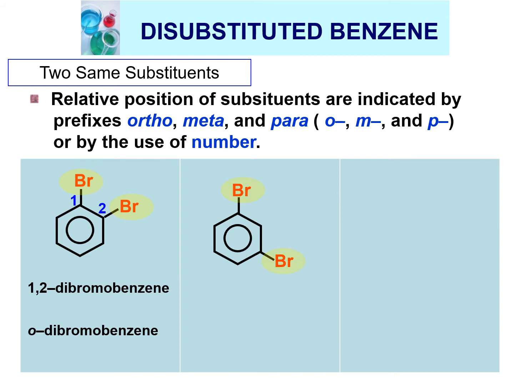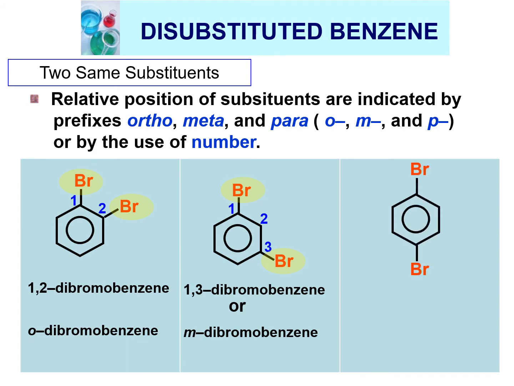Second example, we have 2 bromines attached to the benzene ring at carbon 1 and 3. The name for this compound is 1,3-dibromobenzene or meta-dibromobenzene. The third example, we have 2 bromines bonded to carbon 1 and 4 of the benzene ring. The name becomes 1,4-dibromobenzene or para-dibromobenzene. Para indicates the substituents attached at carbon 1 and 4.